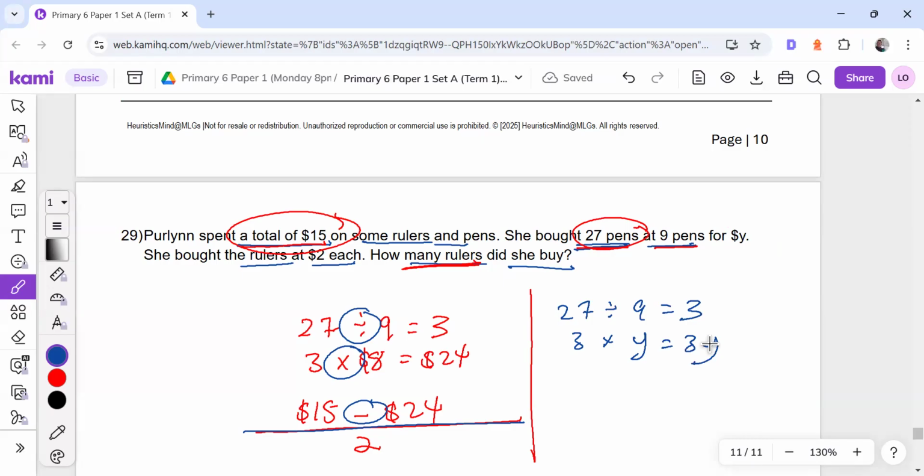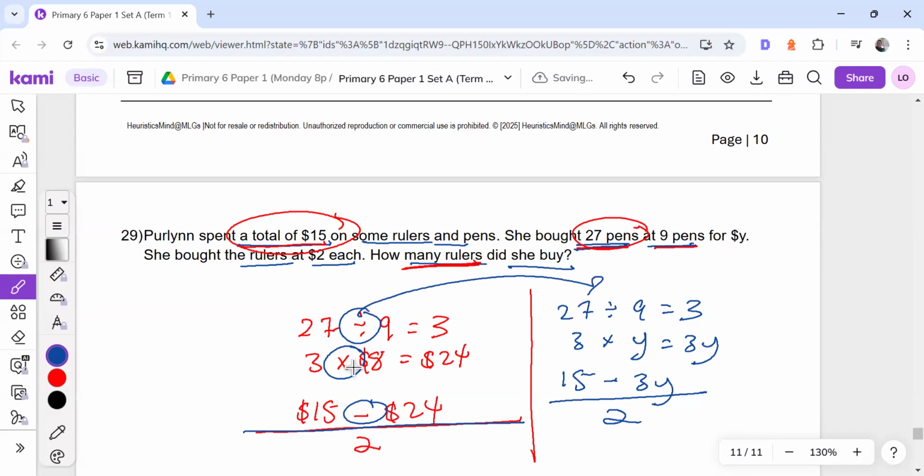And then after that, next step, the total money, which is $15 minus 3y. Third step, right? And then finally, you divide by $2 to get how many rulers she bought. And that is your algebra answer. Primary 3. So you change the letter into a number, then it becomes a primary 3 problem, and then you copy the step. Copy, divide, then times, then minus, then divide, then divide.